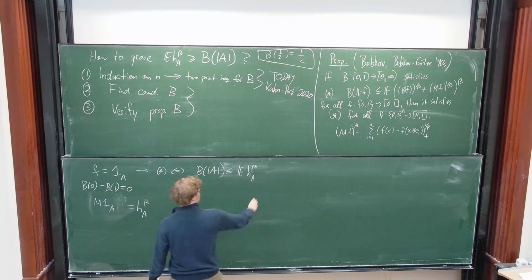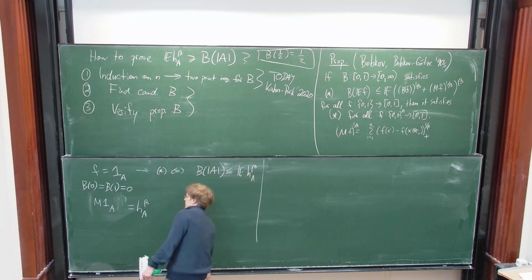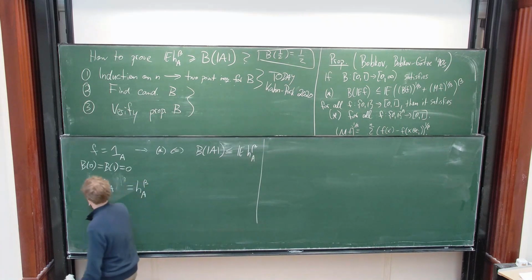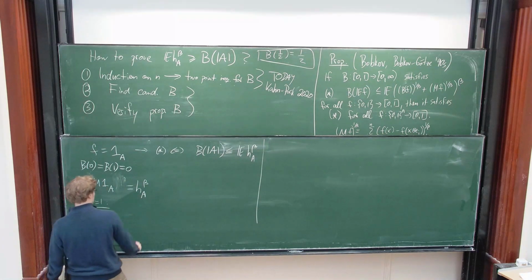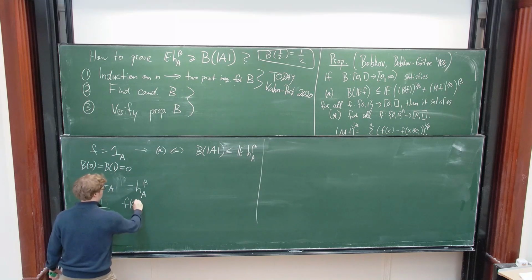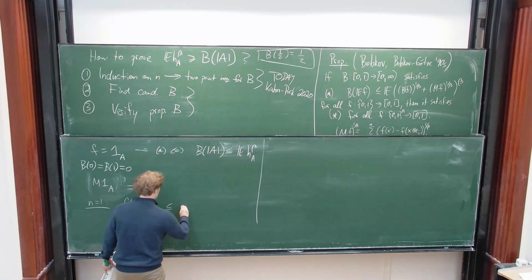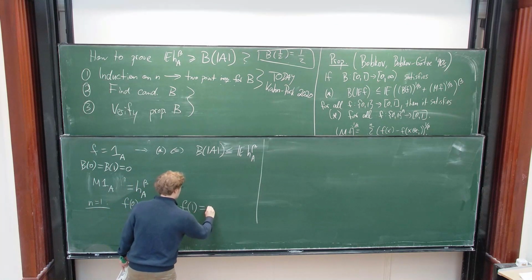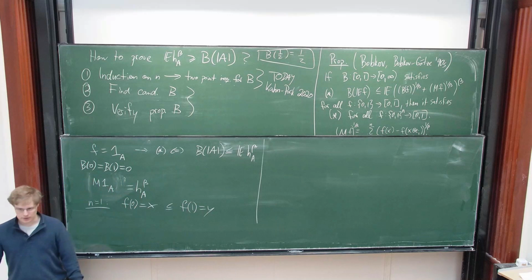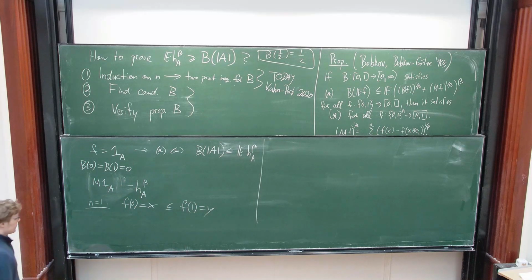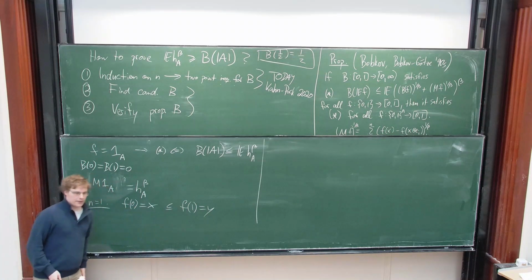So what happens when n is equal to 1? We should write this down. This is the golden two-point inequality. So then f only takes two values. Let's call them x and y. So let's also assume that x is smaller or equal to y. This is no loss of generality by symmetry. It's completely symmetric. So f of 0, f of 1.